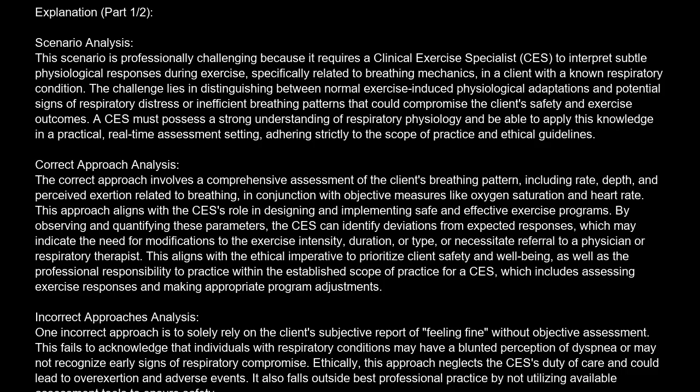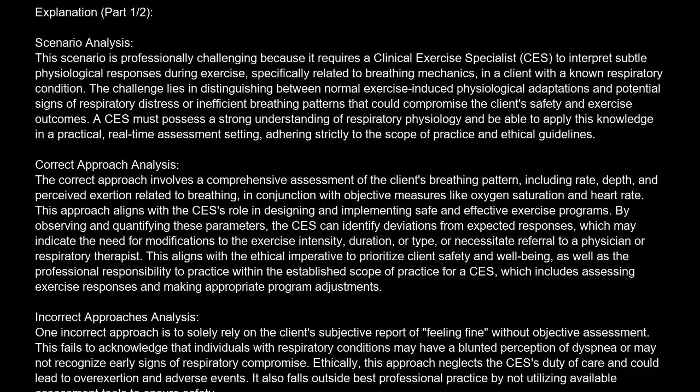Correct approach analysis. The correct approach involves a comprehensive assessment of the client's breathing pattern, including rate, depth, and perceived exertion related to breathing, in conjunction with objective measures like oxygen saturation and heart rate. This approach aligns with the CES's role in designing and implementing safe and effective exercise programs.